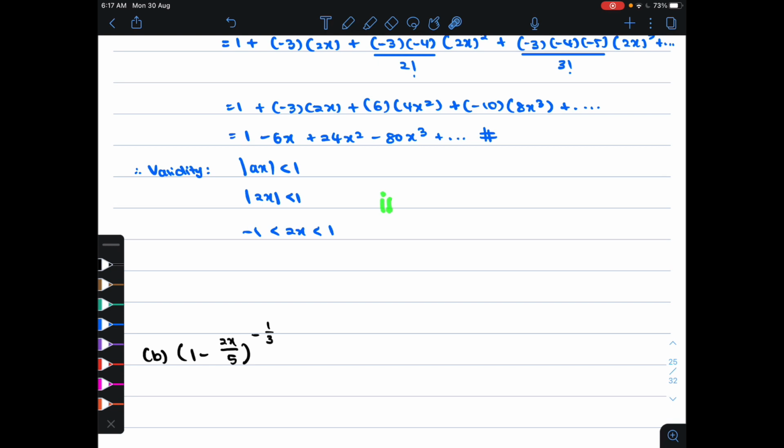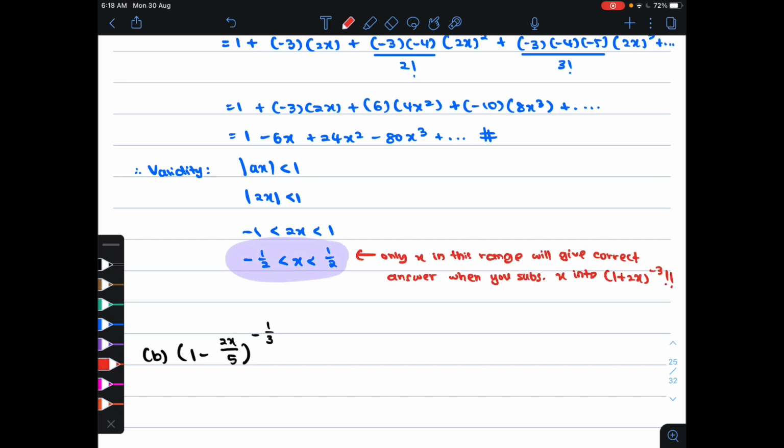So we only want the interval of x. But here we have 2x. So divide everything by 2. And we will get x is between negative 1 over 2 and 1 over 2. So this means that only x in this range will give the correct answer when you substitute x back into 1 plus 2x to the power of negative 3.